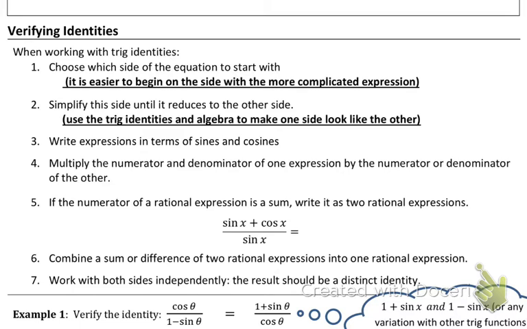So some tricks to simplifying it is you can write the expression in terms of sine and cosine. We are not going to do that every single time. That's just one of the techniques. It's like a hammer. If you got a nail, you can hammer it in. If you have a screw, you might choose one of these. Or we can use a whole mixture of all of these. So the first one is multiply the numerator and denominator of one expression by the numerator or denominator of the other.